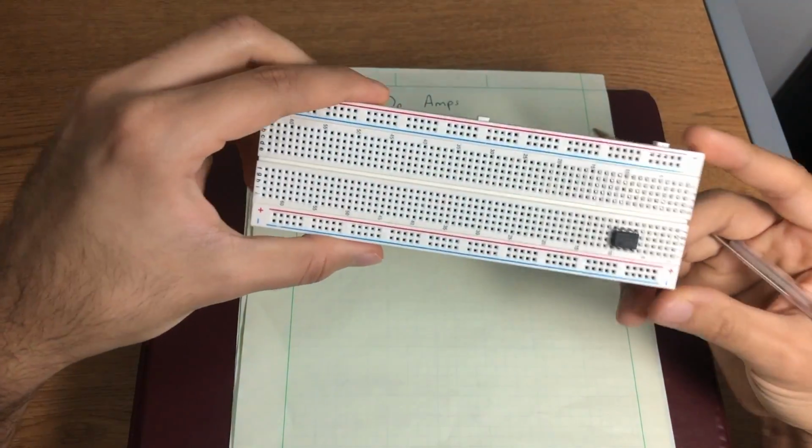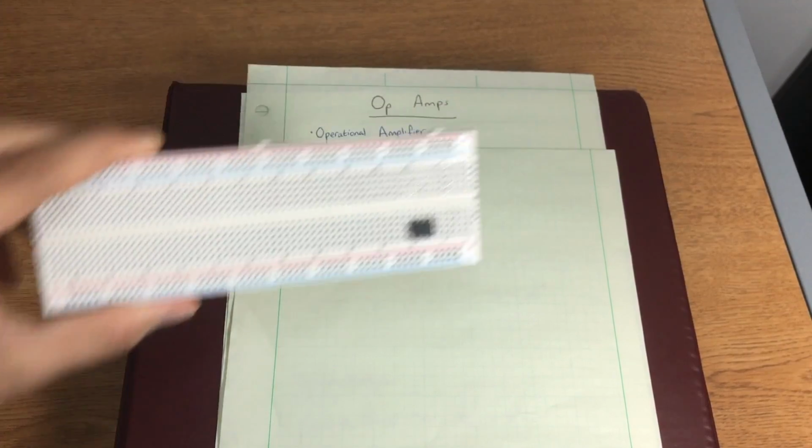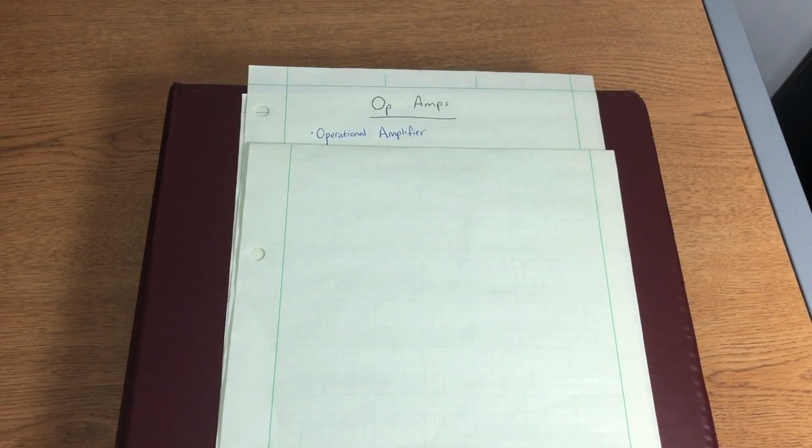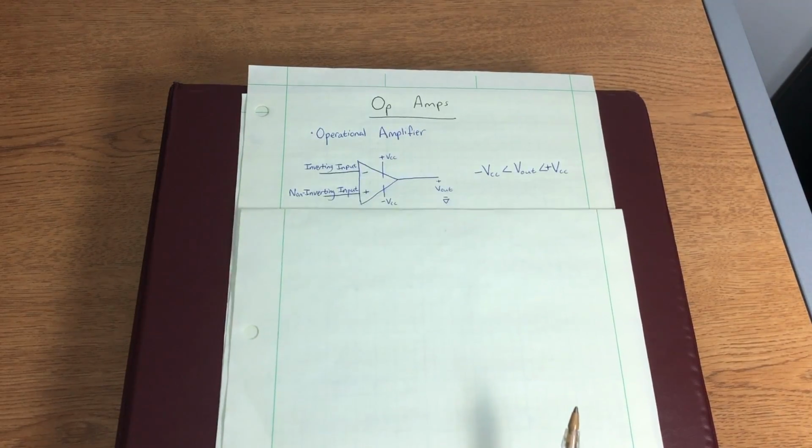In reality, an op-amp looks something like this. It's an integrated circuit that fits right onto our breadboard. You'll work with these in labs, but right now let's see how they look in circuit diagrams.